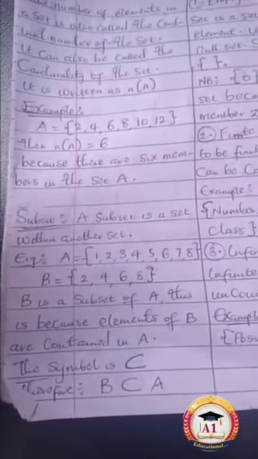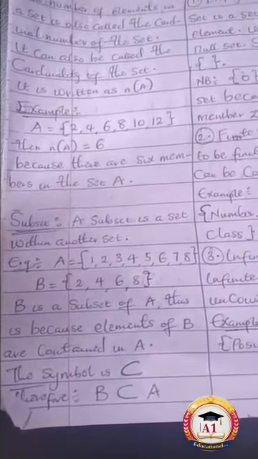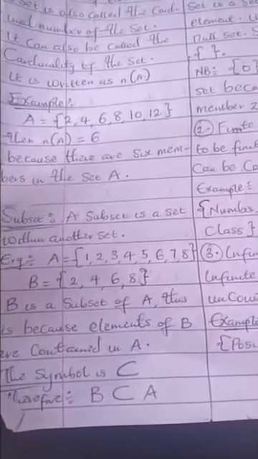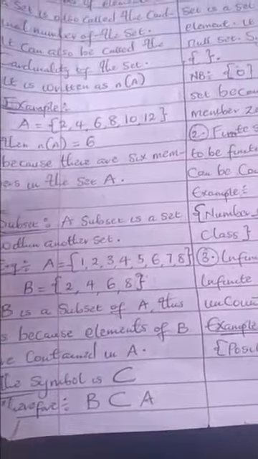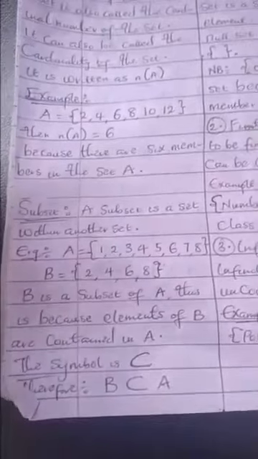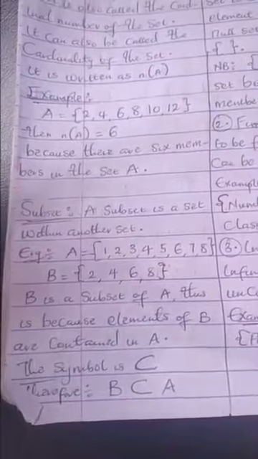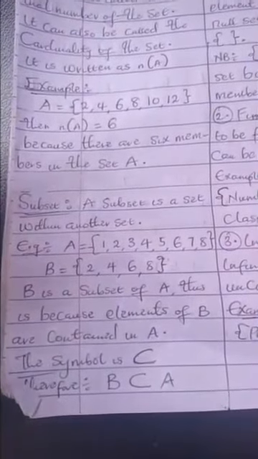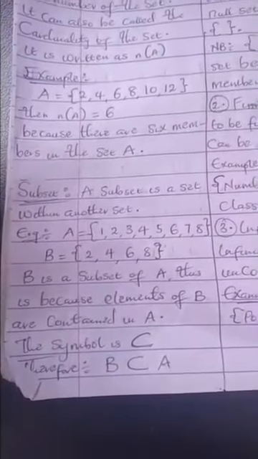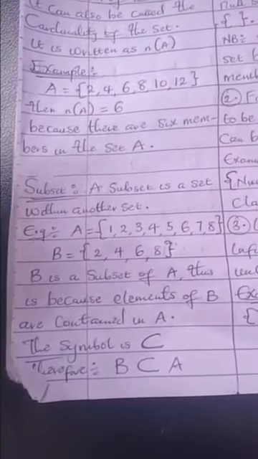Now, subset. What is a subset? A subset is a set within another set. It is just a set within another set, maybe a bigger set. You divide that set into smaller parts. That's what a subset is. For example, set A has 1, 2, 3, 4 down to 8, and set B has 2, 4, 6, 8. So B is a subset of A. This is because elements of B are contained in A, and A is a bigger set compared to set B. That's why.